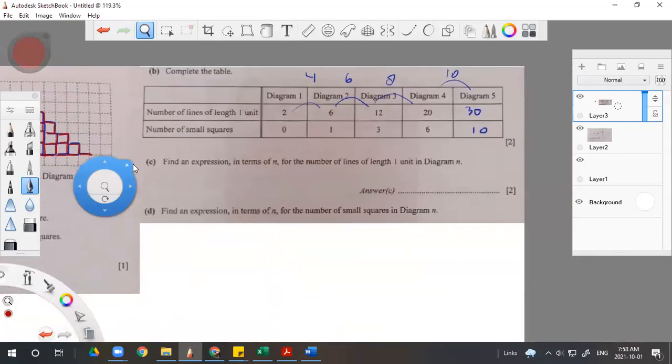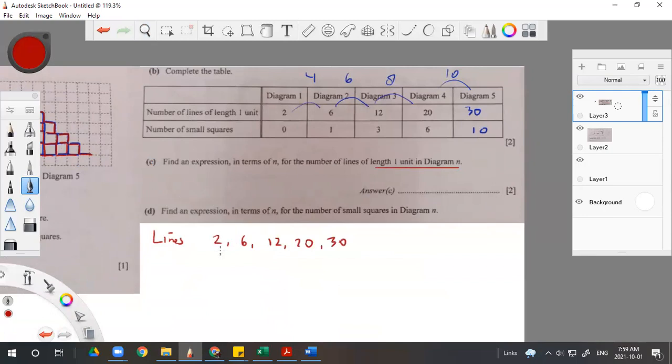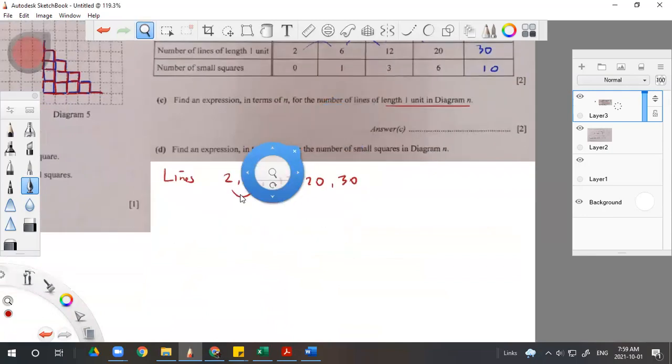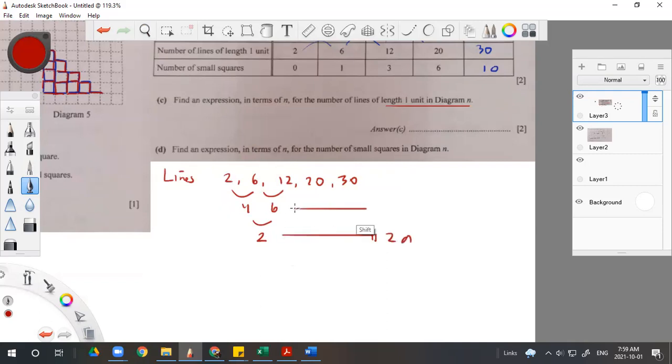Jadi find the number of length of one unit in diagram n. Okay, this is the double arithmetic, right? So for number ini, for example, xn boleh ya, xn. So for the length atau l length 1 gitu. Jangan deh, yang number of lines ya, lines-nya kita fokus lines. Kan dia 2, 6, 12, 20, 30. Udah hafal sih tadi. Ini plus 4, right? Plus 4, plus 6. Ini plus 2 kan. So this will be considered as 2A.